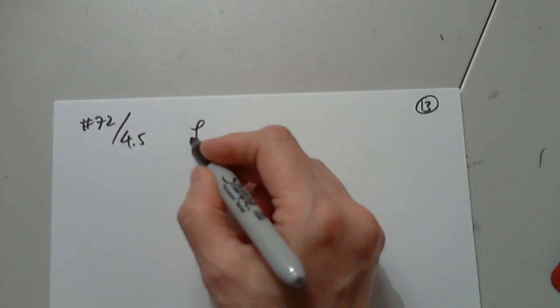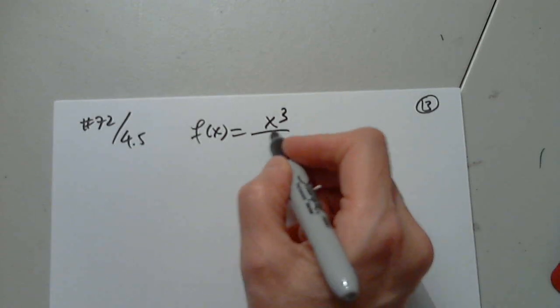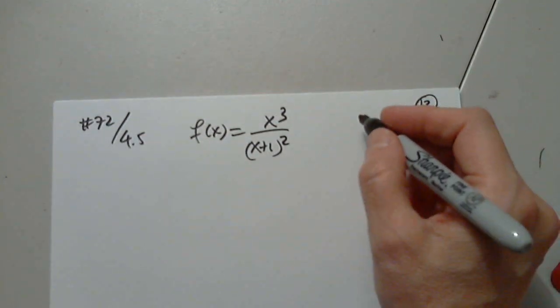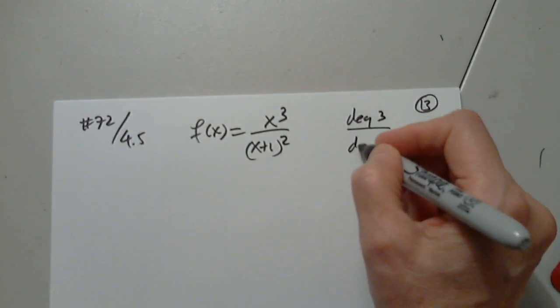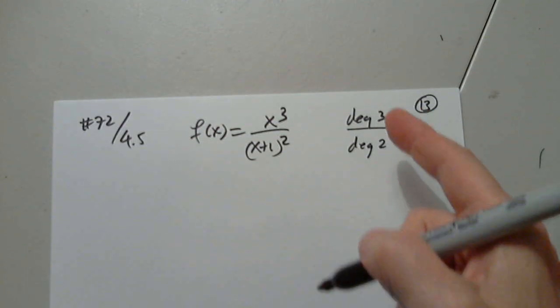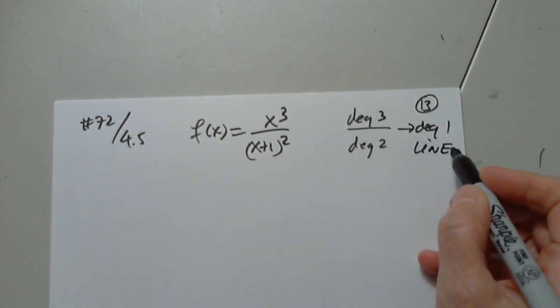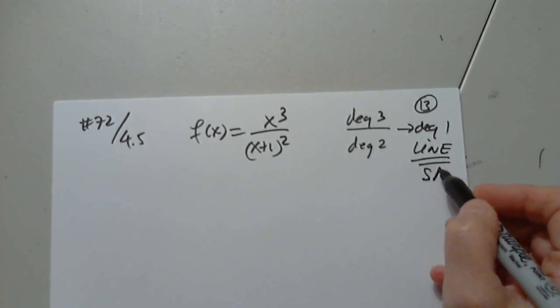x cubed over (x plus 1) squared. So f of x is x cubed over (x plus 1) squared. We know that this function has a slant asymptote because the numerator has degree 3 and the denominator has degree 2. And when I divide them, I will get degree 1, which means a line, which is the slant asymptote.